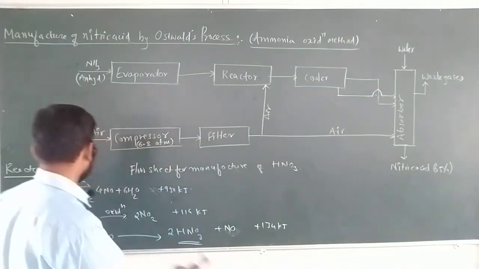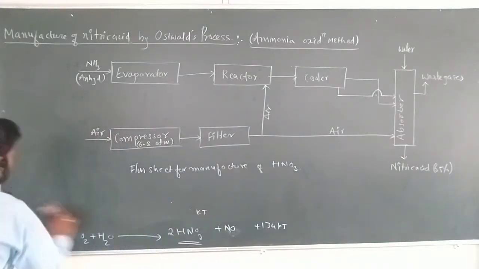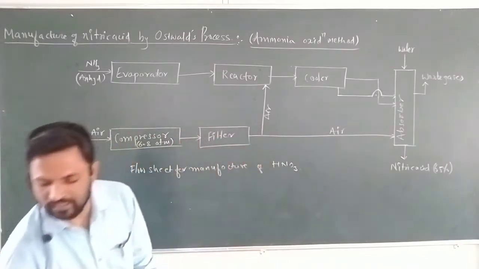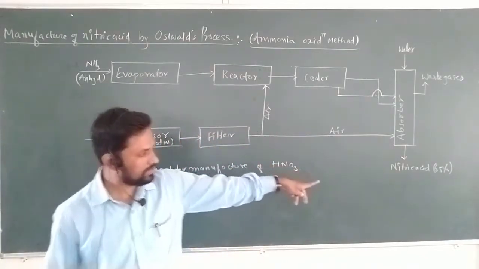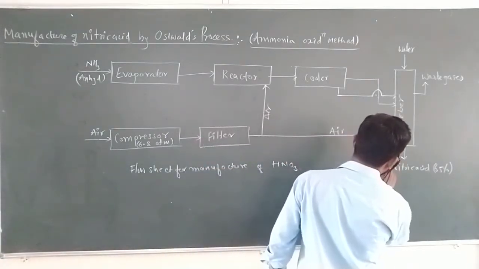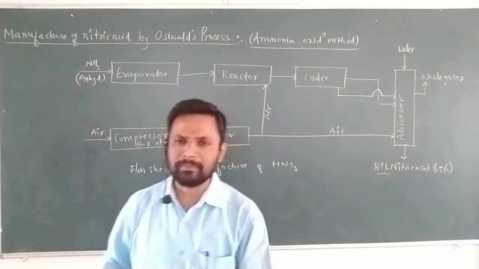Okay, now see, there is one more step remaining. In the whole process we are forming nitric acid, that is, diluted nitric acid. Which nitric acid is formed? Diluted nitric acid of 65%.